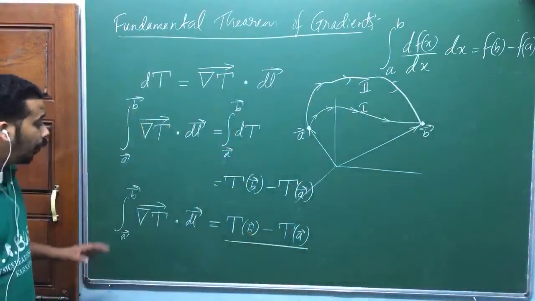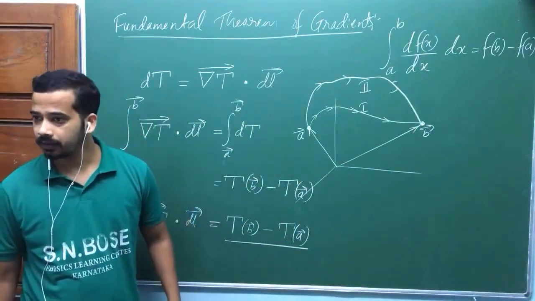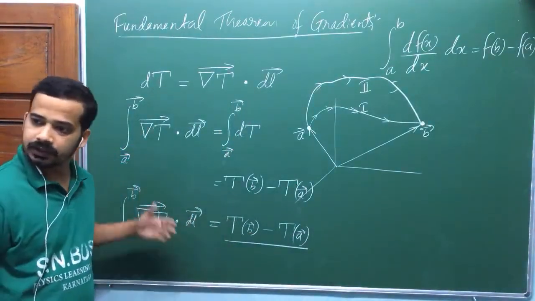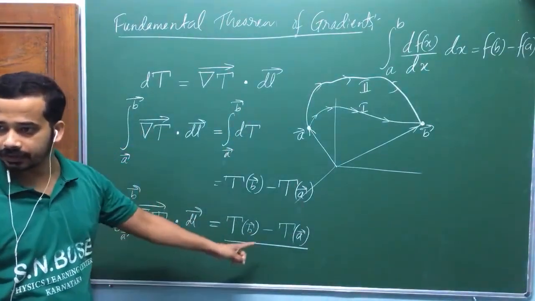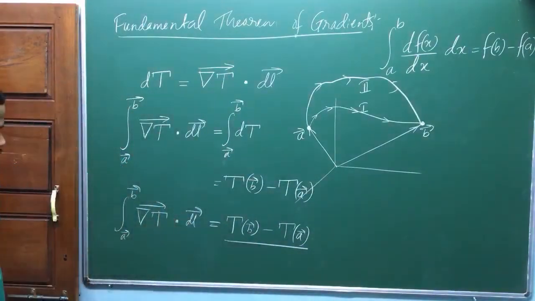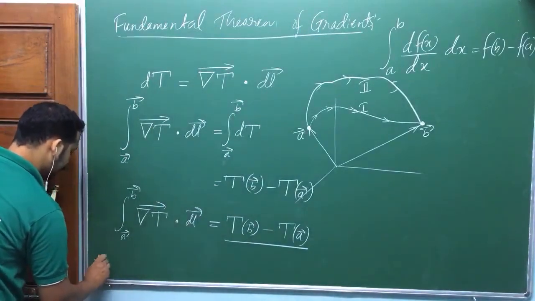Look at here. Whatever I have taken, what is T? T is any arbitrary scalar field, okay? I'm not specifying any special class of scalar field. T is any scalar field. This is happening, isn't it? According to our calculus idea, isn't it? Now look at here. So one thing you can note down here.